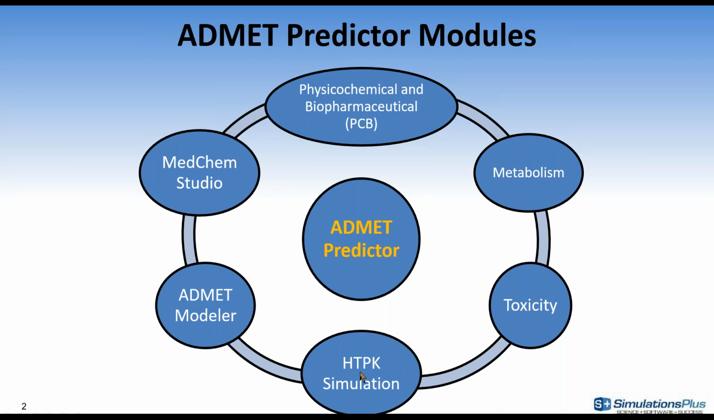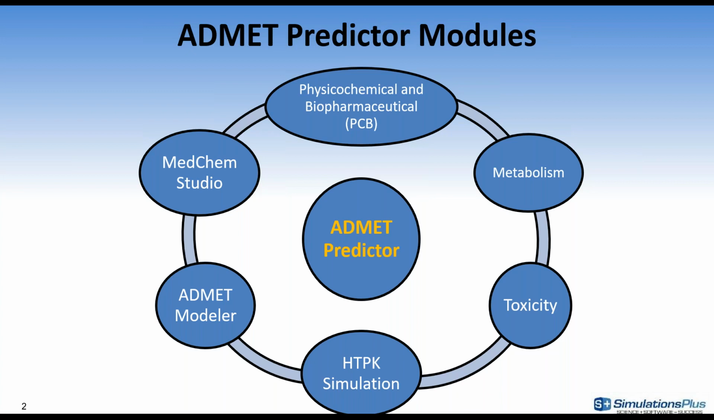The HTPK simulation module stands for high throughput pharmacokinetic simulations, and by default it will use predictions from the physical chemical module and the metabolism module. With the metabolism module, it will use the human liver microsomal clearance or rat liver microsomal clearance. The module also has the ability to take your own experimental data. So as you synthesize the compounds and you collect things like solubility and maybe hepatocyte clearance, you can input that and use those experimental values in the HTPK simulation module.